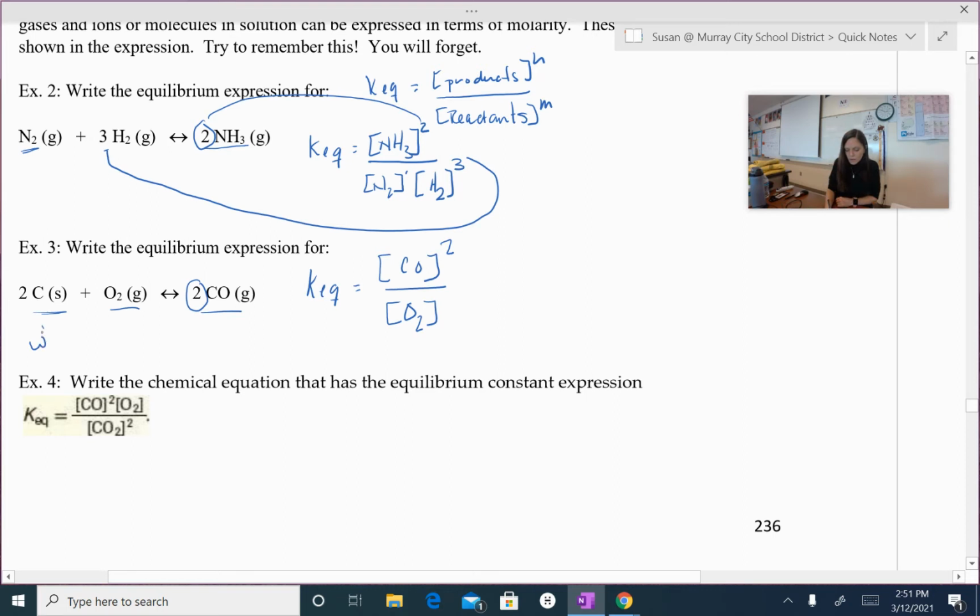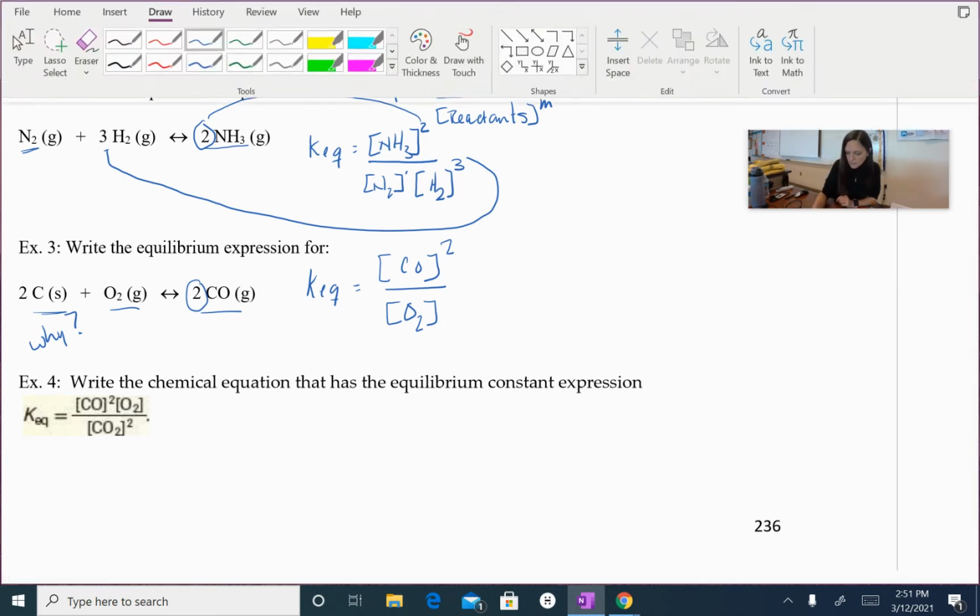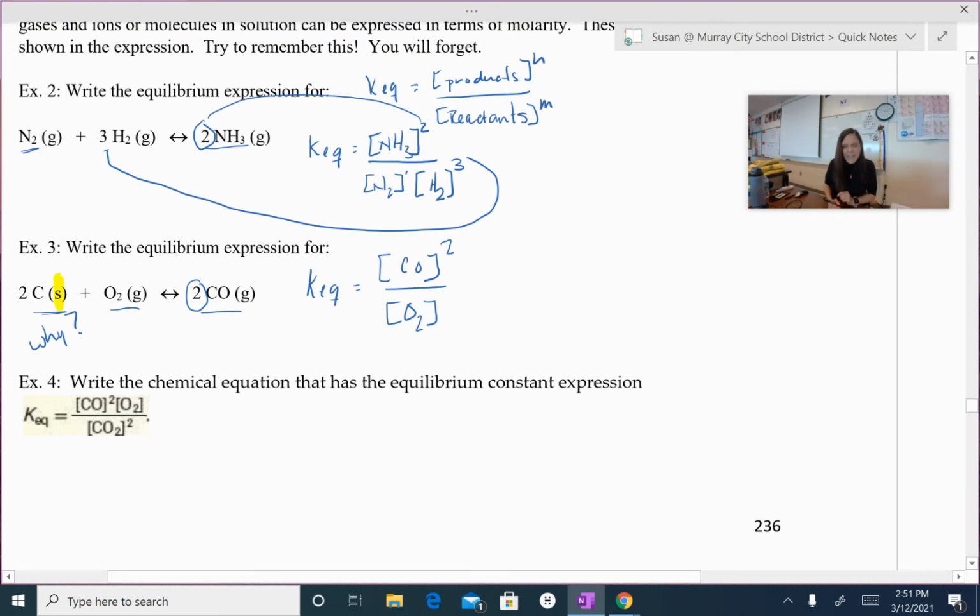Why? Why did I not put carbon in the equilibrium expression? Do you see this? Let's highlight this really quick. It's a solid. I cannot put solids in the equilibrium expression. No solids, no liquids, only gases or things that are dissolved in solution. Okay? So my equilibrium expression for carbon monoxide being formed is actually just my ratio of carbon monoxide squared over oxygen. That's it, because I can't put carbon in there. Okay? You guys good with that?